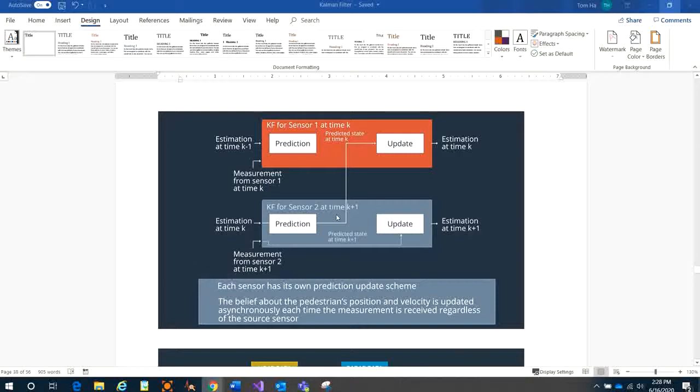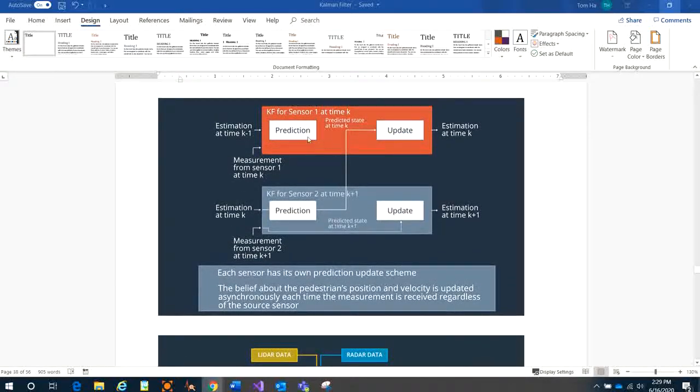And in this video, I focus a little bit on sensor fusion. In sensor fusion, you combine the data from different types of sensors and you update the measurement, right?